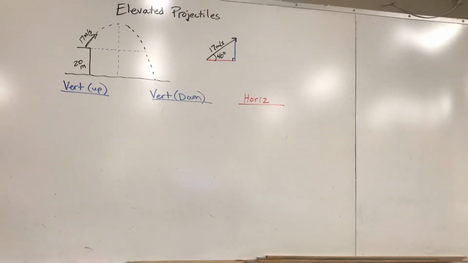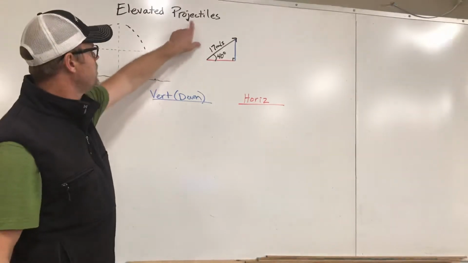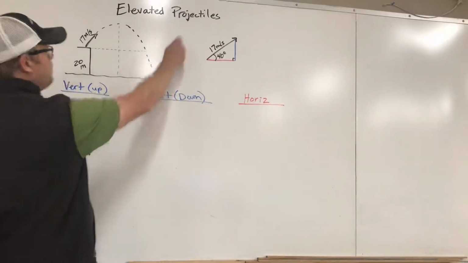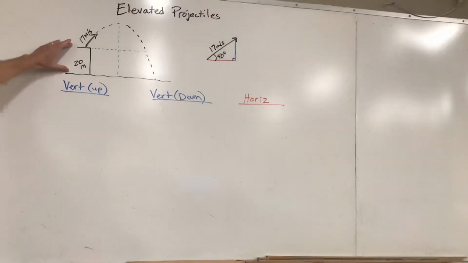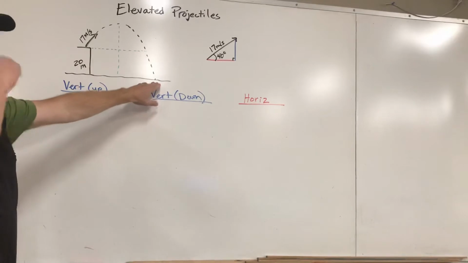Okay, we have one more kind of projectile to analyze, and those are elevated projectiles. These are probably one of the tougher ones for students to get used to. This is where you're standing on a platform that is higher than, say, where the actual projectile will land.